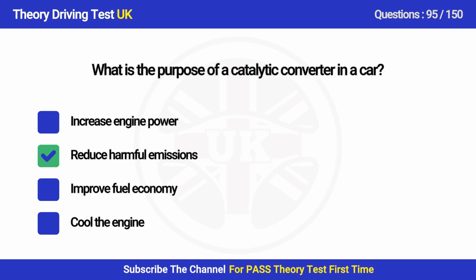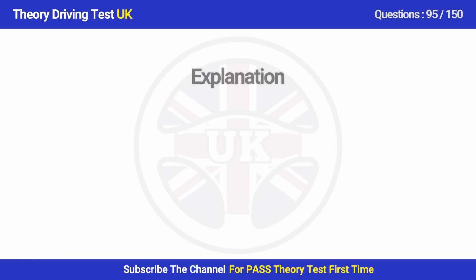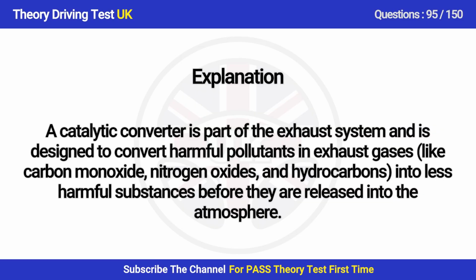Answer is B. Reduce harmful emissions. A catalytic converter is part of the exhaust system and is designed to convert harmful pollutants in exhaust gases like carbon monoxide, nitrogen oxides, and hydrocarbons into less harmful substances before they are released into the atmosphere.